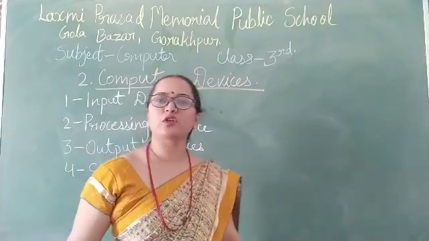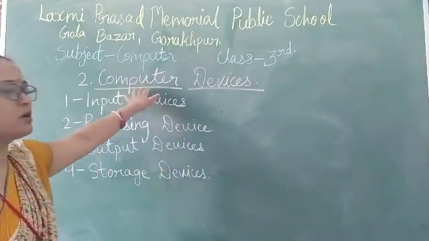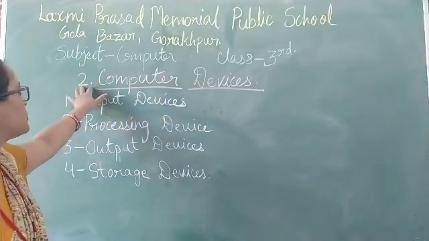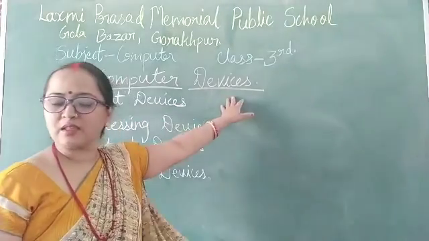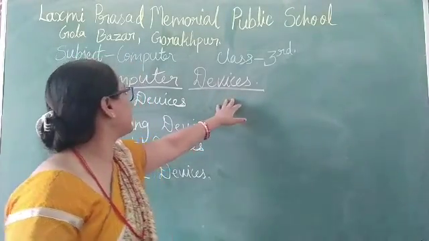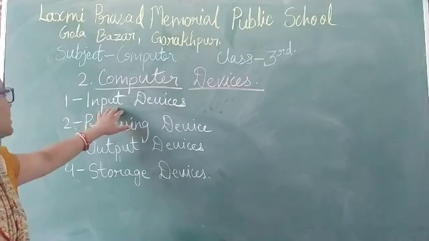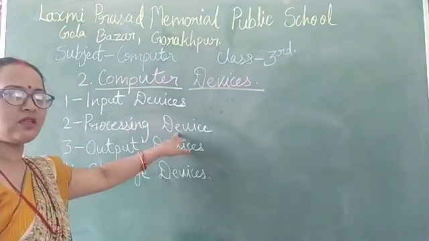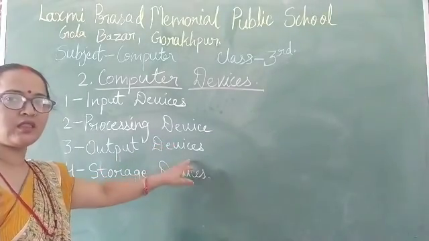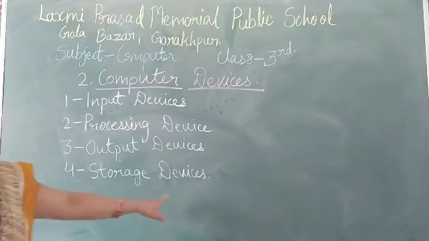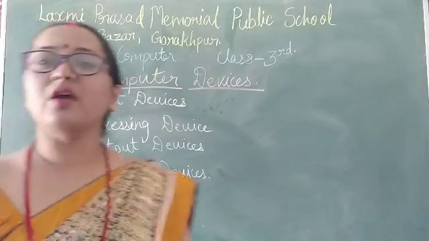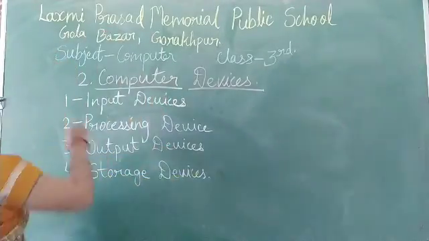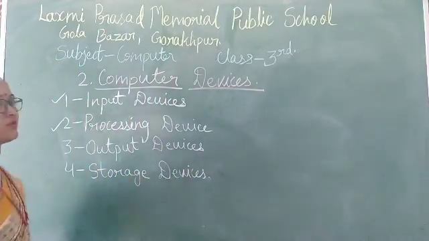Okay, today I am going to explain chapter 2, computer devices. In this chapter, we have to learn about 4 things: first, input devices; second, processing devices; third, output devices; and fourth, storage devices. Today I will explain 2 topics from these, input devices and processing devices.